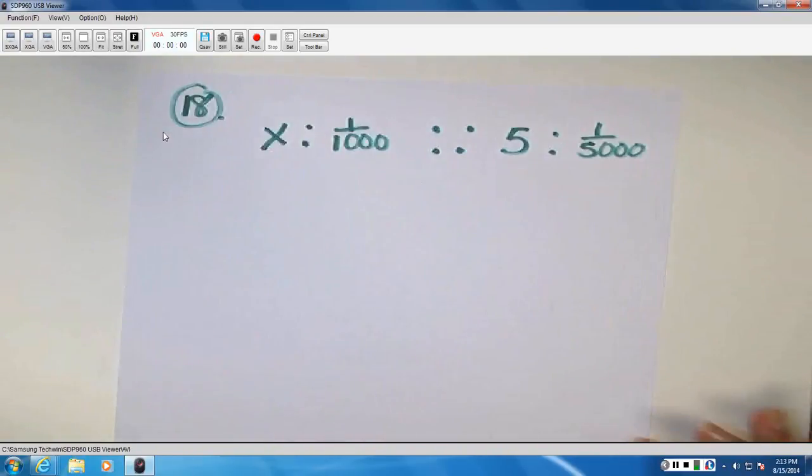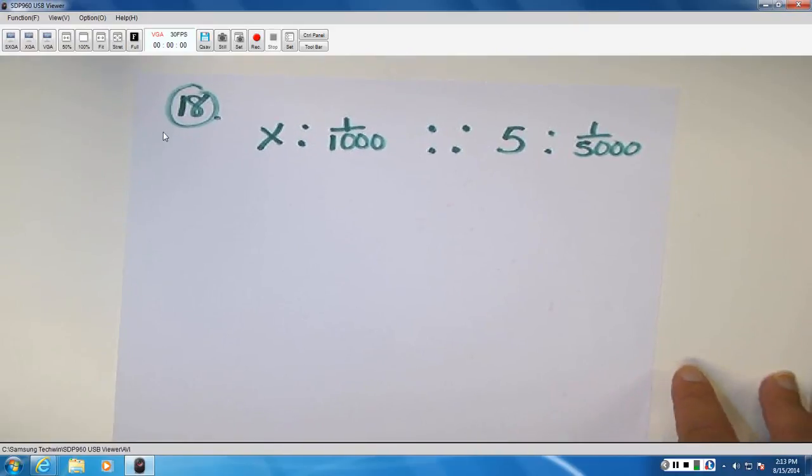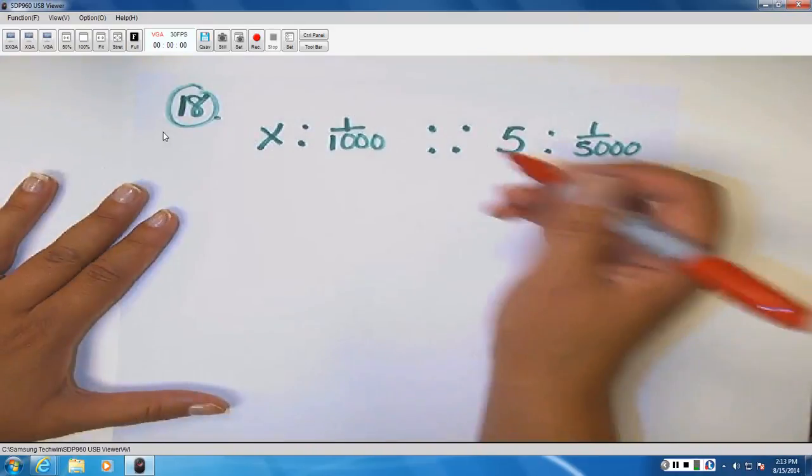Okay? We'll do another one. This one's going to be number 18 from your worksheet. Again, just dealing with some fractions here. These fractions are a little bit higher numbers, still nothing to be intimidated by. I'm going to just set up my equation.